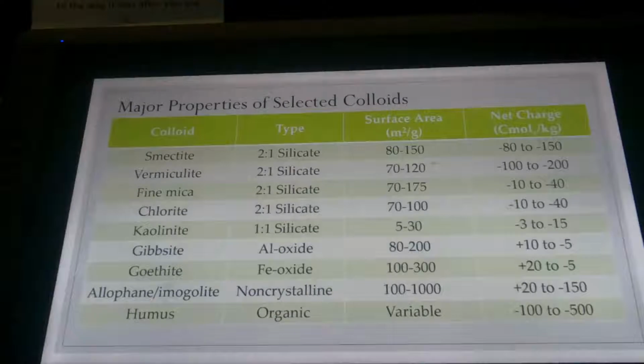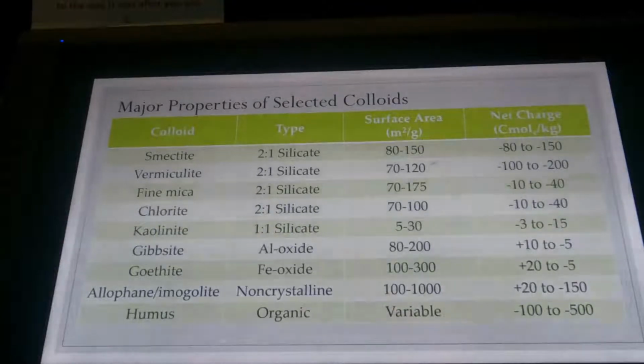We left off with this chart, and someone asked, are we going to need to memorize the chart? And that answer is no. But it would help you to know the net charge of each of those colloids to be able to identify them on a test.